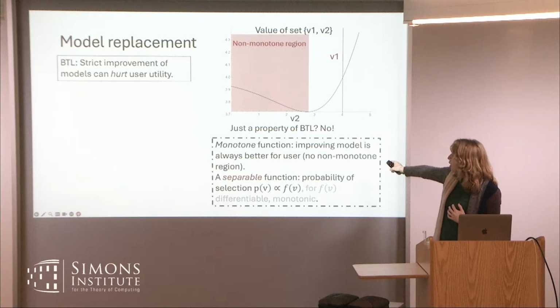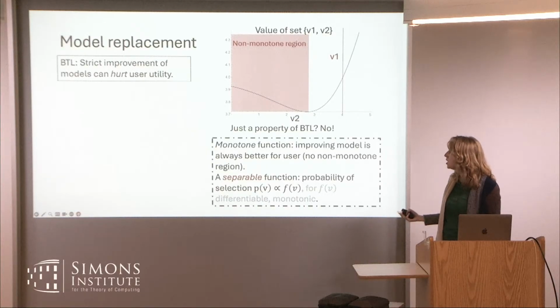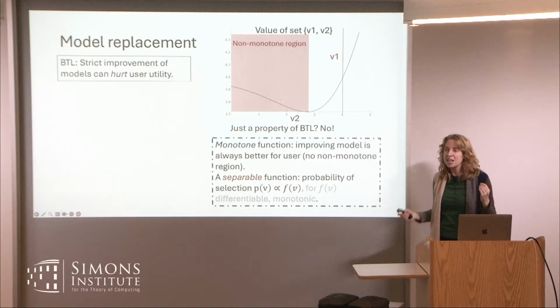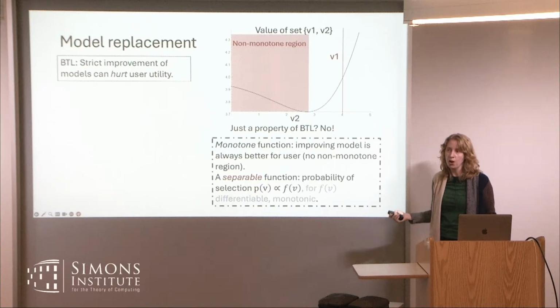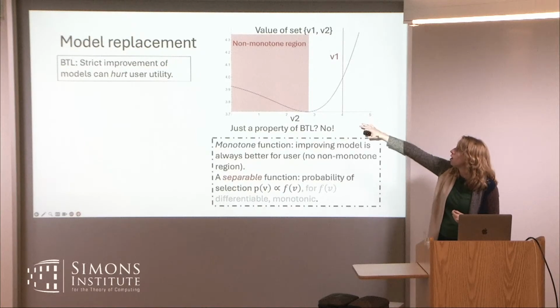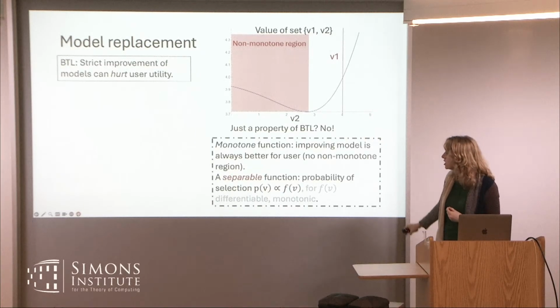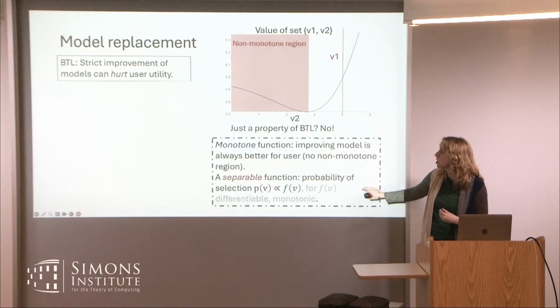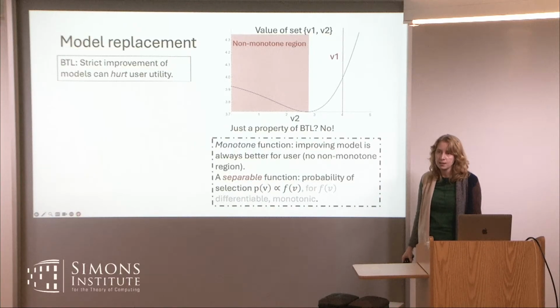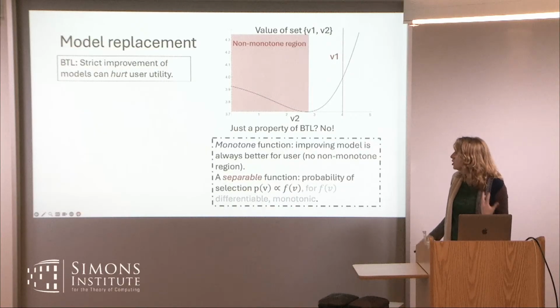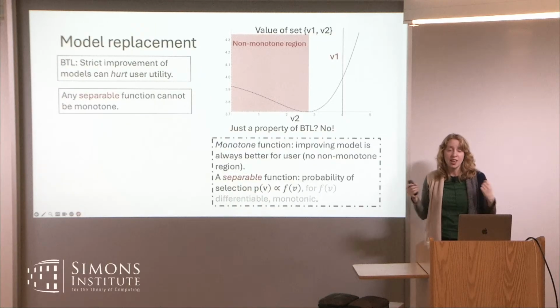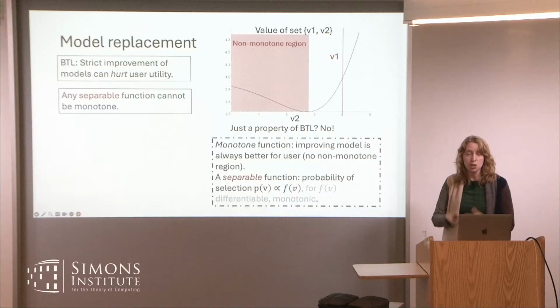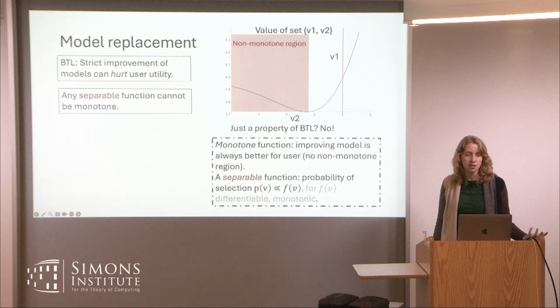So two definitions I'm going to throw up here. One is a monotone function. So this is our definition. A function is monotone if for any set of values you give me, improving the values of it only increases user utility. So another way of saying this is it's monotone if there does not exist anywhere a non-monotone region. So there's no red region. A second definition is a function is separable if the probability of selection is proportional to some function of value. And as you might expect from the way I've stated this, these two end up being in tension with each other. So any separable choice function cannot always be monotone. And Bradley-Terry is separable, but there's a much wider range of functions that do satisfy this.